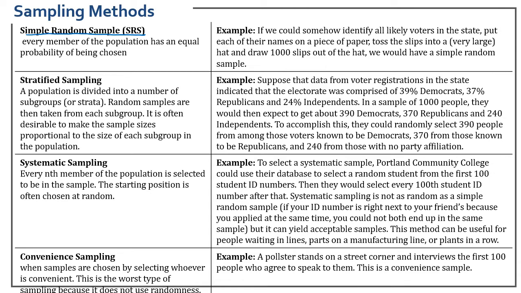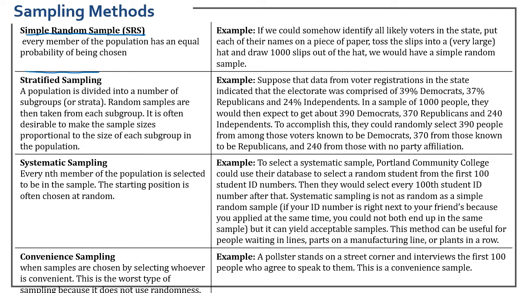Stratified sampling. So this is where a population is divided into a number of subgroups or strata. So random samples are then taken from each subgroup. It's often desirable to make the sample sizes proportional to the size of each subgroup in the population. So if we think about this in the Gallup poll for 1,200 American adults to determine how many hours Americans look at a screen all day, one way to do that would be to create subgroups based on age, because they could maybe look at 20 to 30-year-olds, 30 to 40-year-olds, 40 to 50-year-olds, 60 to 70-year-olds, because each of those subgroups are going to have some different data that comes out.